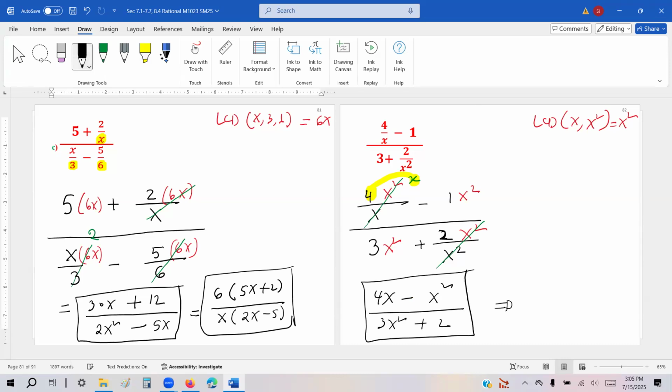But on the numerator, something is factorable, so we get 4 minus x. Denominator, we have nothing to factor, so just leave it. So you factored for nothing, we could not cancel anything. But still, we can do that.